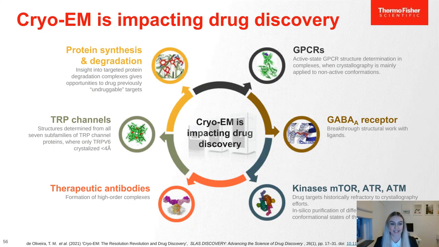So cryo-EM is impacting drug discovery on various types of targets. For example, cryo-EM can be used to gain insight into targeted protein degradation or formation of high-order target antibody complexes, such as rituximab and CD20. We can use this technique to structurally enable targets which resist crystallization or adopt many conformational states, for example, kinases. And cryo-EM has been successfully used to determine many structures of TRP channels and high-resolution structures of GABA receptors with ligands, and also active state GPCRs.